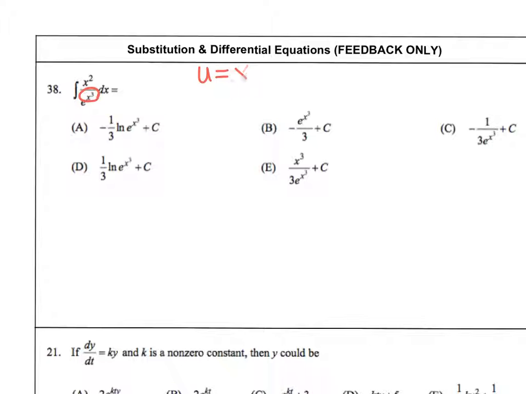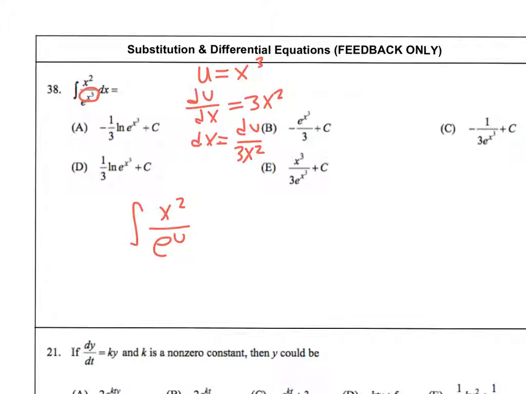u is equal to x cubed. That means that du dx is going to be 3x squared, and that means that dx is going to be du over 3x squared. So when I go to substitute this in, we end up with x squared on top, e to the u on the bottom. I don't love that, and we're going to talk about that in a second.